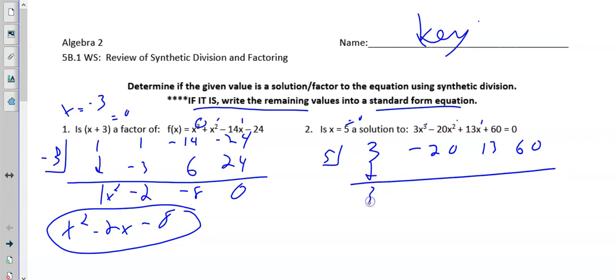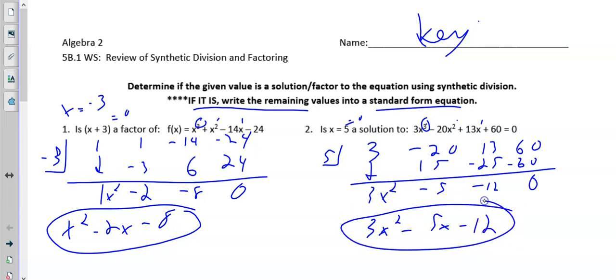Drop down the 3. Multiply by, sorry, by 5. 3 by 5. Add straight down. 15 minus 20 is negative 5. Multiply by 5. Add straight down. Multiply by 5. Add straight down. 0. Again, I started with a cubic, so this is going to start with x squared. 3x squared minus 5x minus 12.